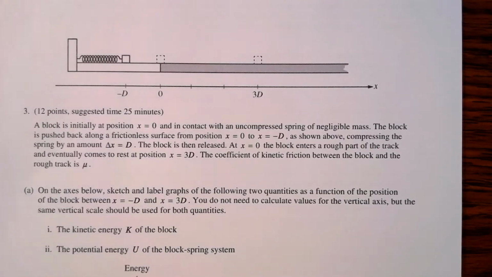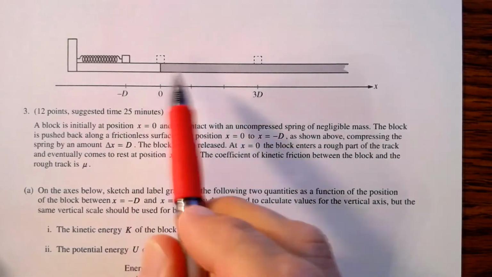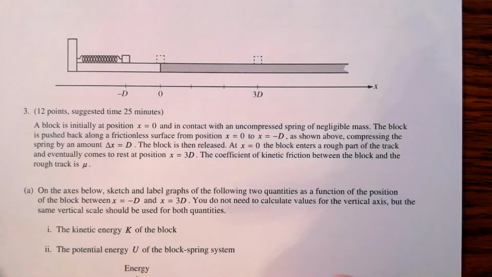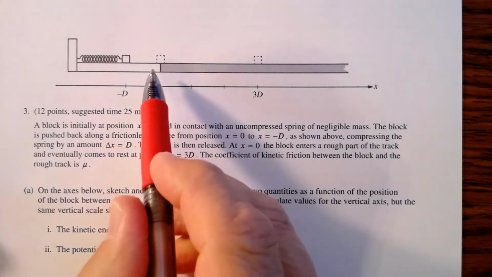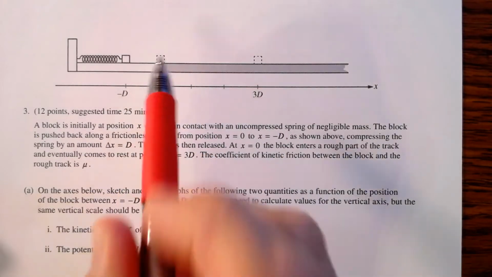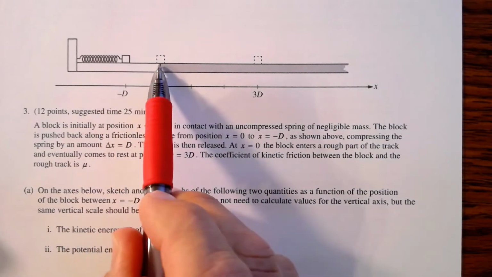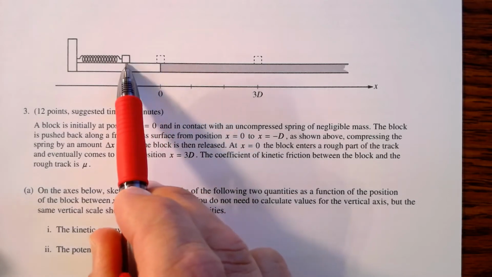All right, so this is one of the harder problems we've encountered. So let's just kind of work through it. What's going on is you have a track. It's horizontal, so there's no potential energy due to gravity involved. A block is placed here at 0, and it's in contact with the spring. And then it is pushed back to this position here, so the spring is compressed, and then it's let go.